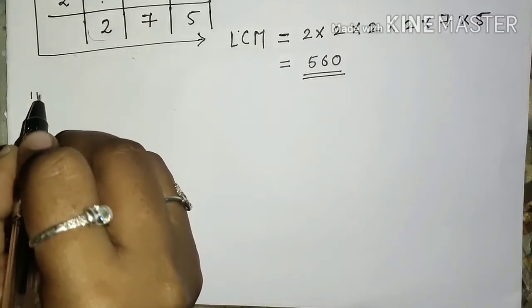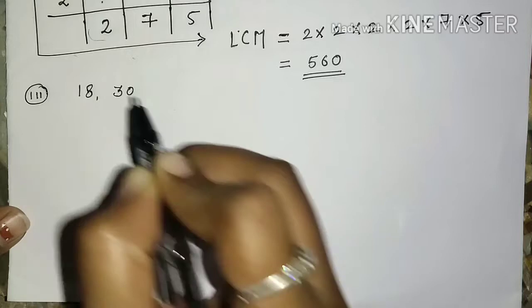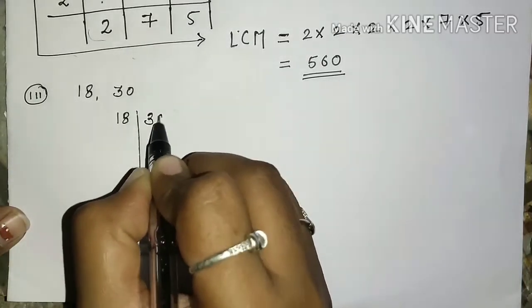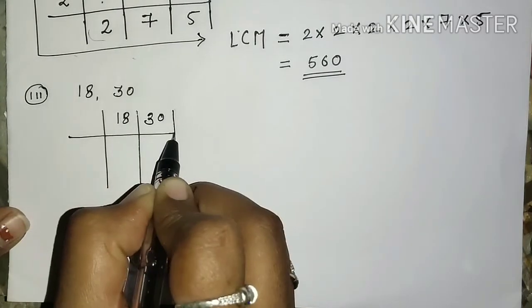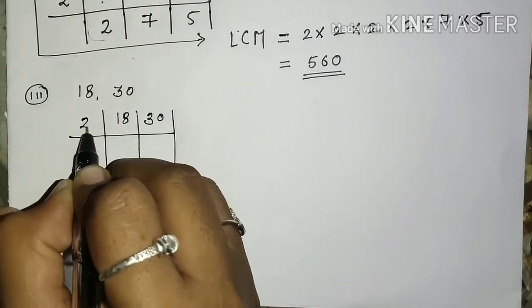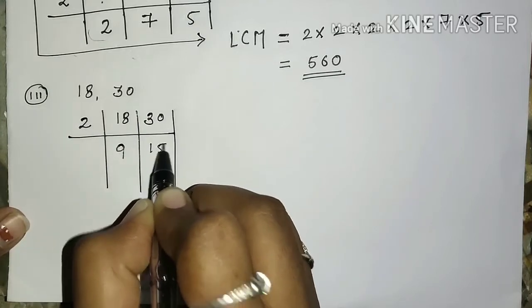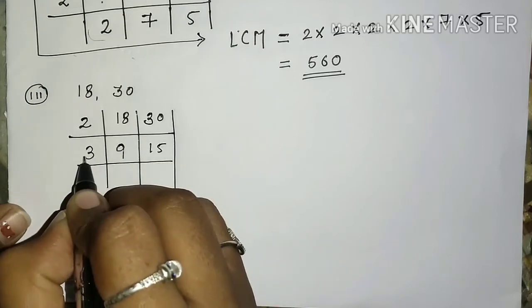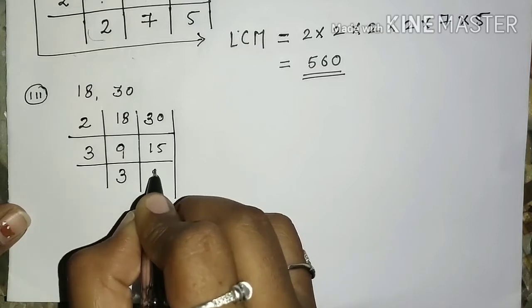Let us take another example. 18 and 30. Let us make the arrangement. Here both the numbers can be divided by 2. So let us divide. 2 9s are 18 and here we get 15. Now 9 and 15 can be divided by 3. So here we get 3 3s are 9, 3 5s are 15.